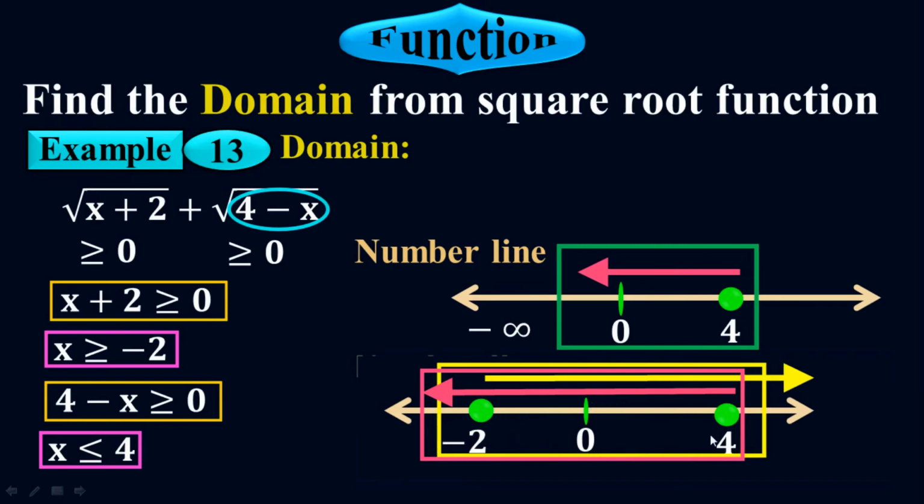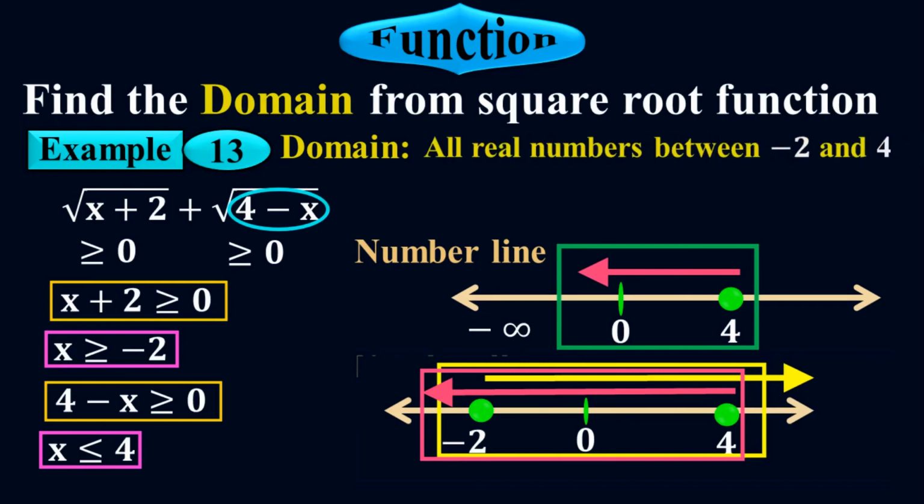I don't care what is greater than 4 and I don't care what is less than -2. I only care about the common part. This is the common part which has been joined by both of the number lines. Therefore from -2 up to +4 will be my domain. All real numbers between -2 and 4, including -2 and 4, because of this filled circle. Whatever comes inside -2 and +4 will be my domain, like -1, 0, 1, 2, 3 up to 4.